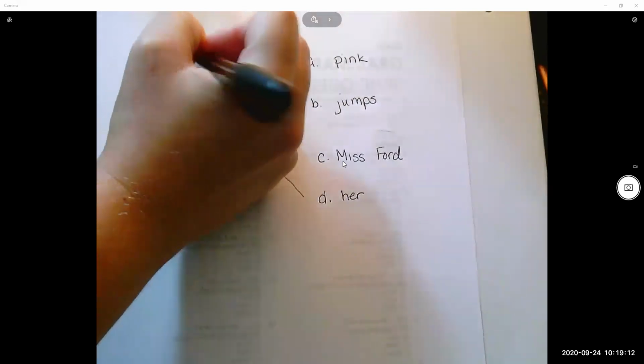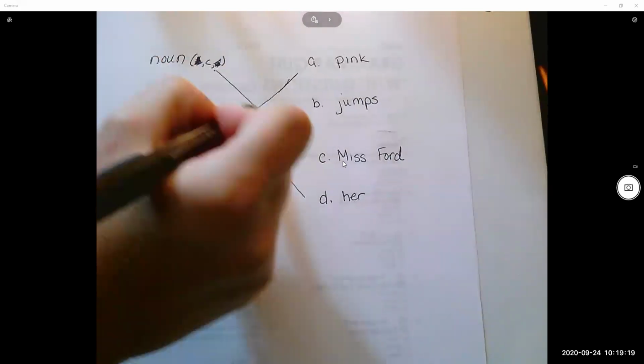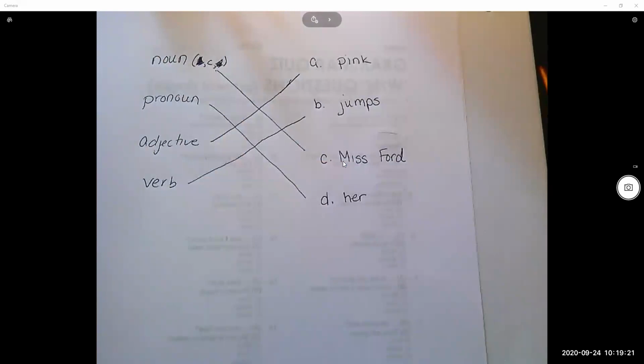So the noun, when I use process of elimination, I thought it could be three different things. But now that I look, it's going to be Miss Ford. Okay? So I hope this helps you to see how you can use process of elimination whenever you're answering multiple choice questions or whenever you're answering these matching type questions.